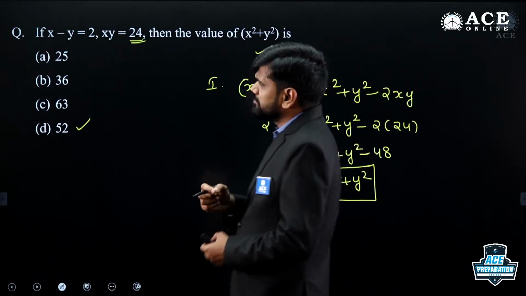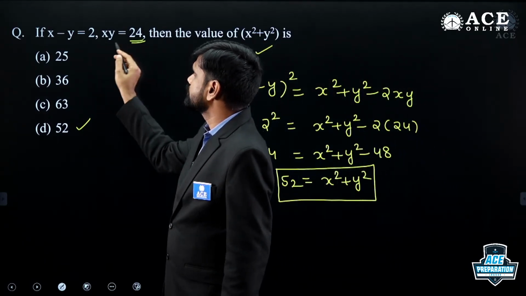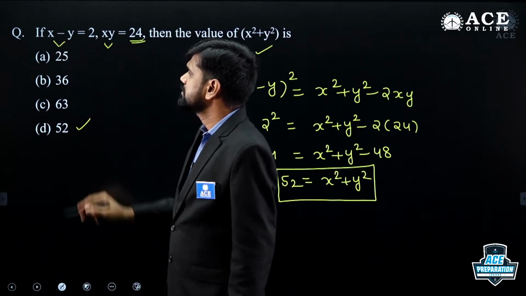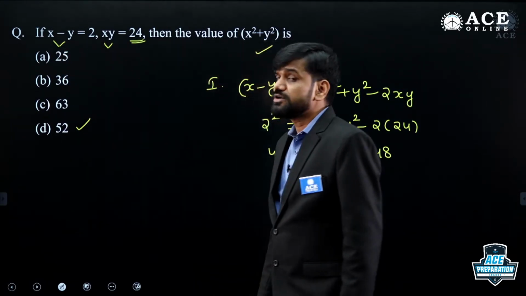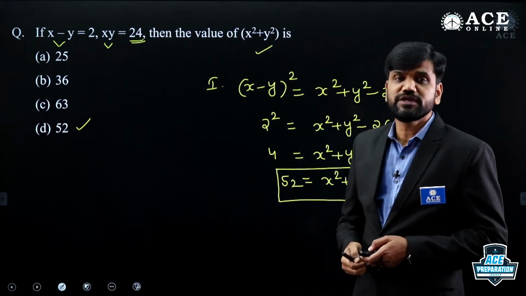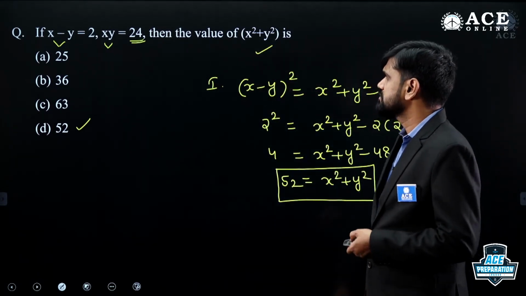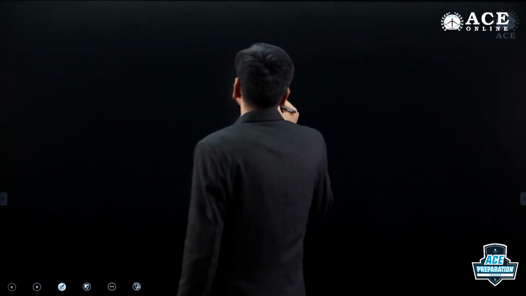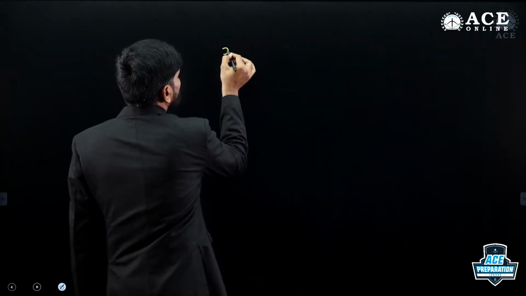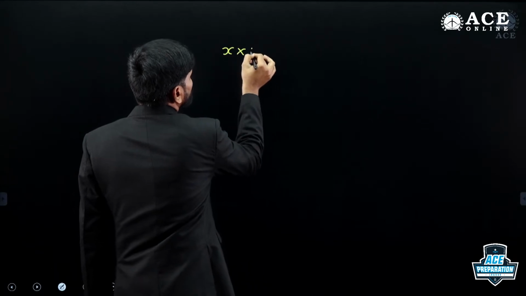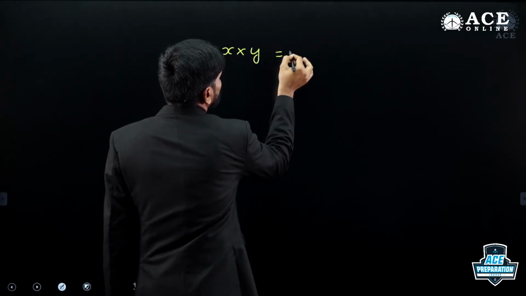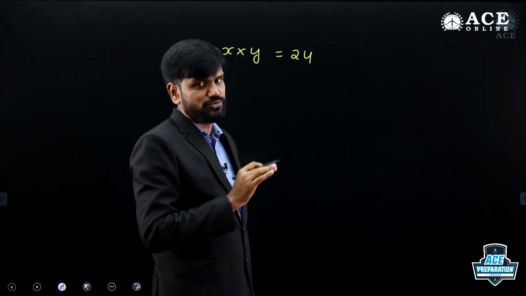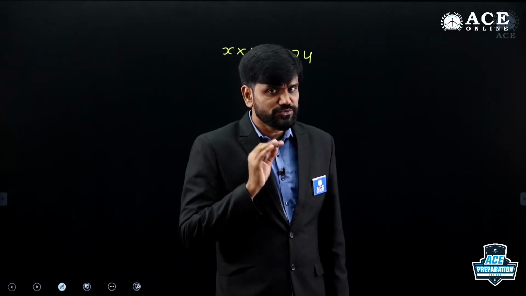So here you can read it this way. I am looking for two numbers whose product is 24 and they are differing by 2. So what are those? Let us go for guessing here. I want two numbers whose product must be equal to 24, and those two numbers must differ by 2.